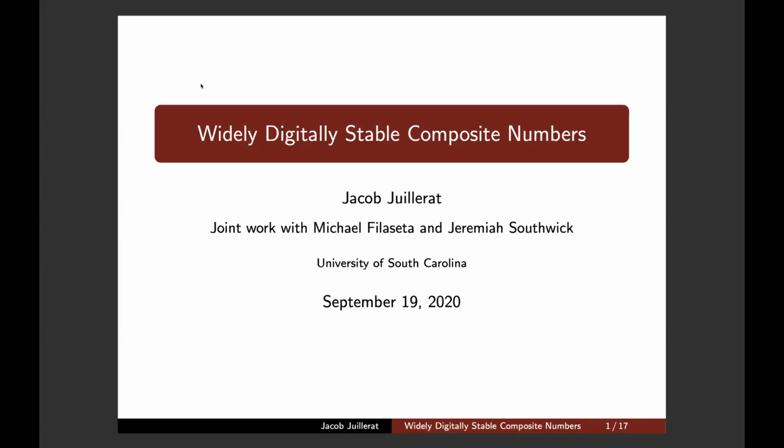Okay, great. So let's get started then. Our next speaker, here at the University of South Carolina, is Jacob Juillerat, and he's going to be speaking on widely digitally stable composite numbers. Thank you. Also, thank you to the organizers for organizing this. It's really nice to have some talks under my belt as a 5th-year grad student, even during COVID. So I'll be talking about widely digitally stable composite numbers. This is joint work with Michael Filaseta and Jeremiah Southwick.